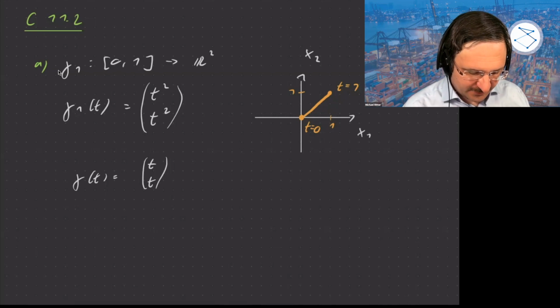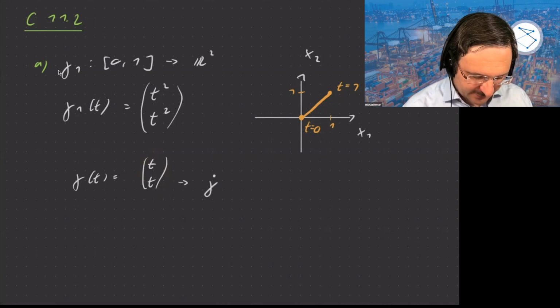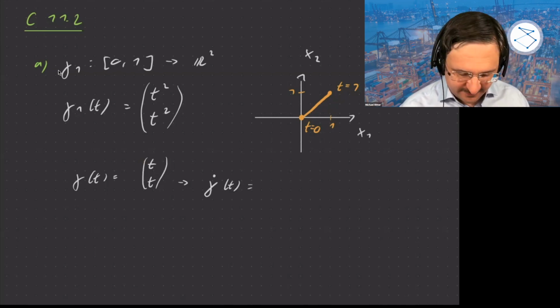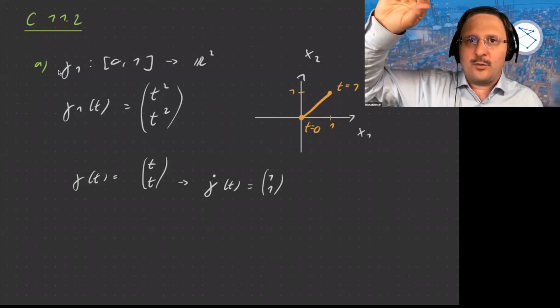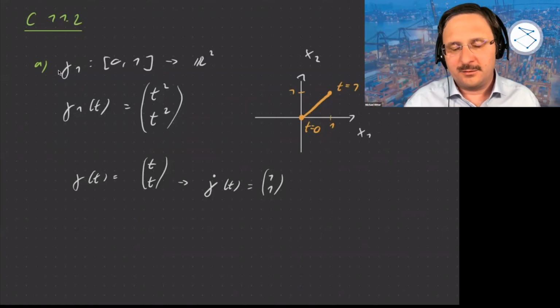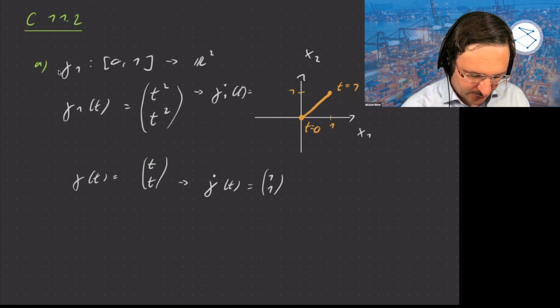For this curve here, you can see the speed of that one. Speed is basically given as the derivative. That's 1, 1. So that particle is moving along this at constant speed. Whereas if you differentiate that one here, you will get 2t, 2t.